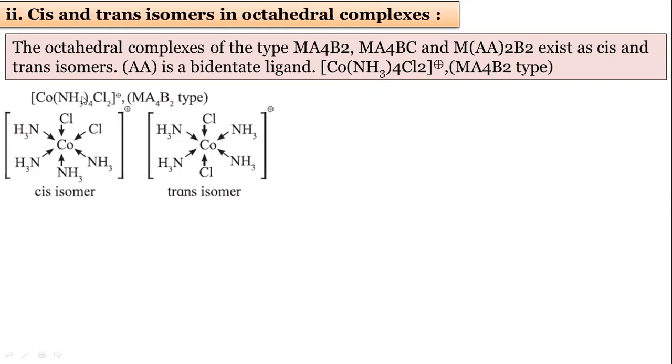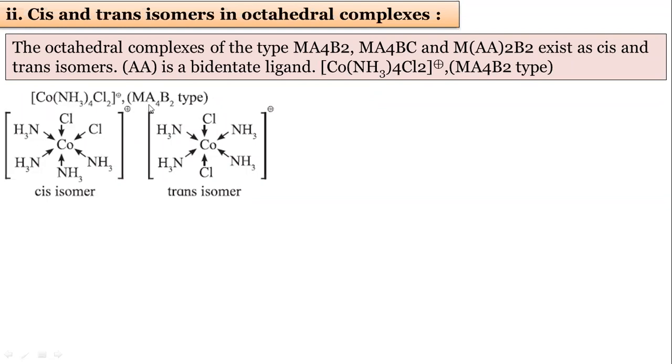These are the monodentate ligands, and there are 2 chlorines. That's why the B2 is shown. According to the definition of cis and trans, we can clearly see here in case of octahedral complexes, all the ammonia having the identical position. See, this is NH3, NH3, NH3, NH3 having the identical positions, and we can see clearly these chlorines also having the identical positions.